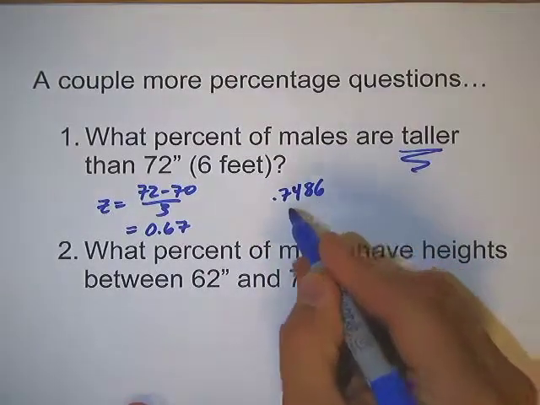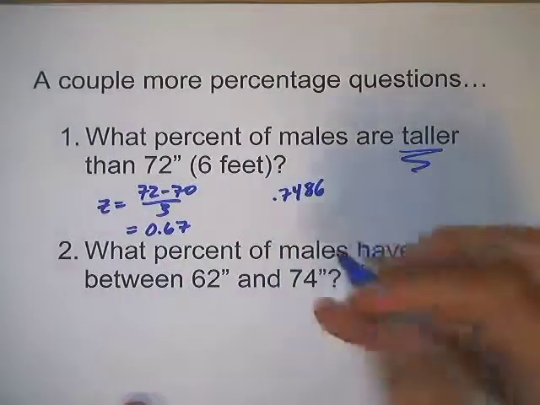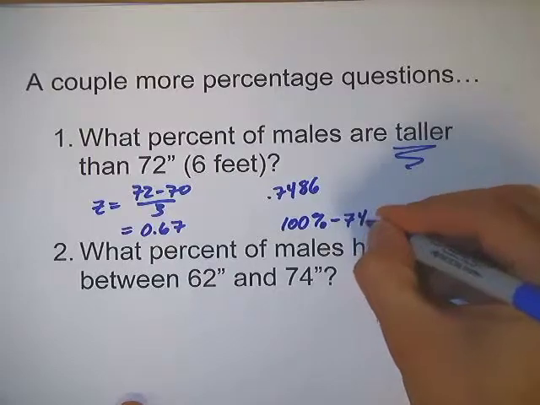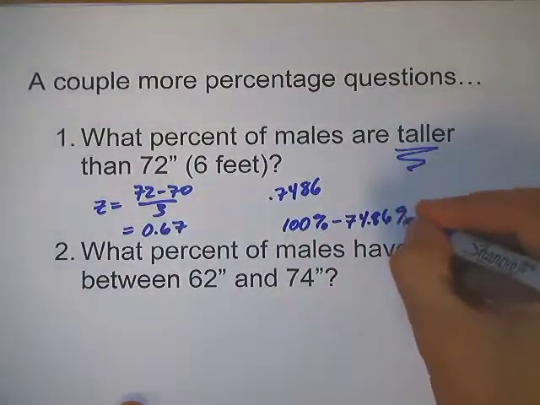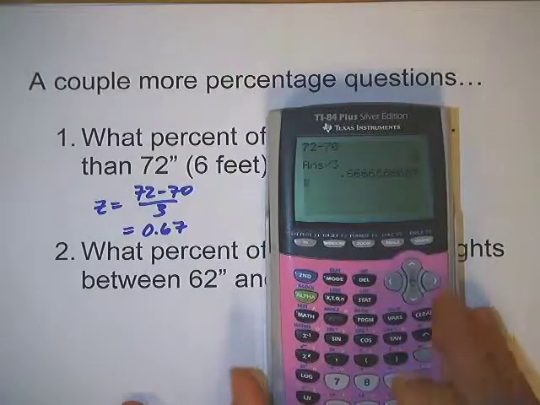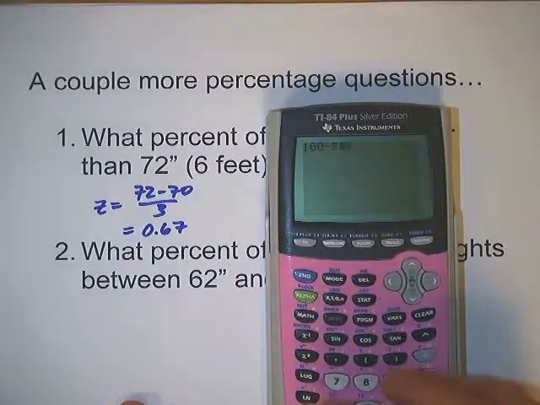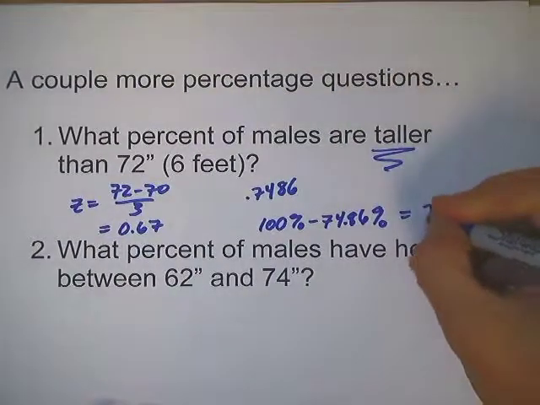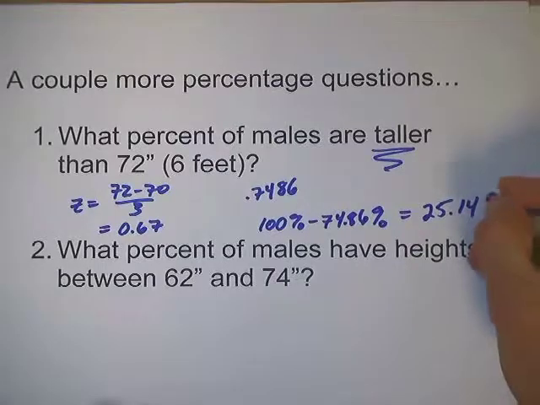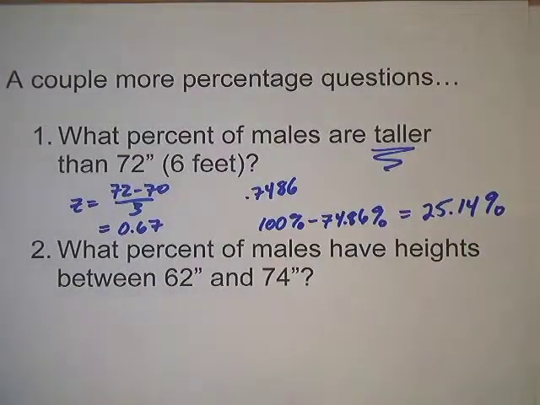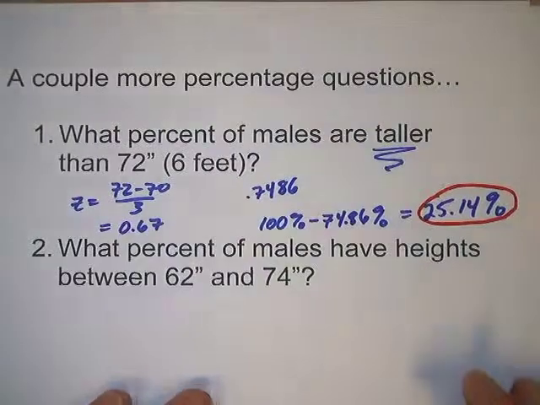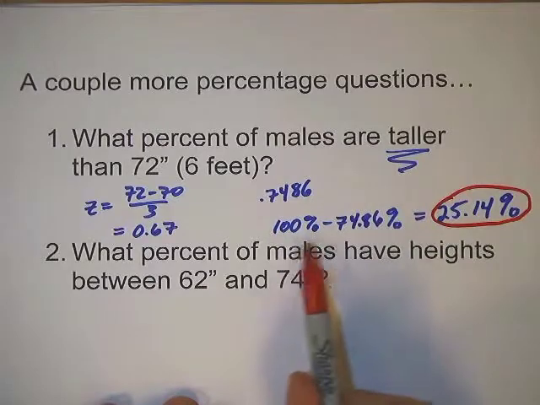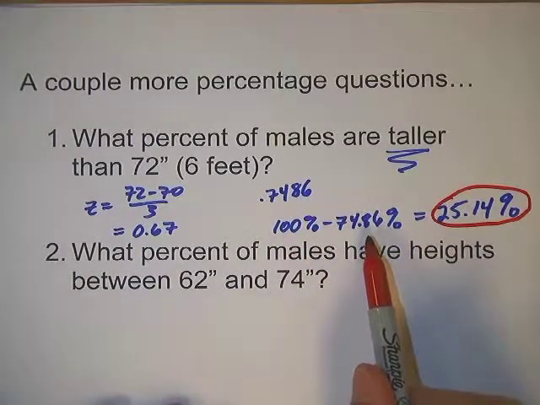So what I want to do is take 100% minus this percent. I'm going to take 100% minus 74.86%. Doing that in the calculator, 100 minus 74.86 gives me about 25.14. So this would be 25.14%, which is the answer to that question. So if you're answering a greater-than question, you have to take 100% minus whatever that less-than probability is.